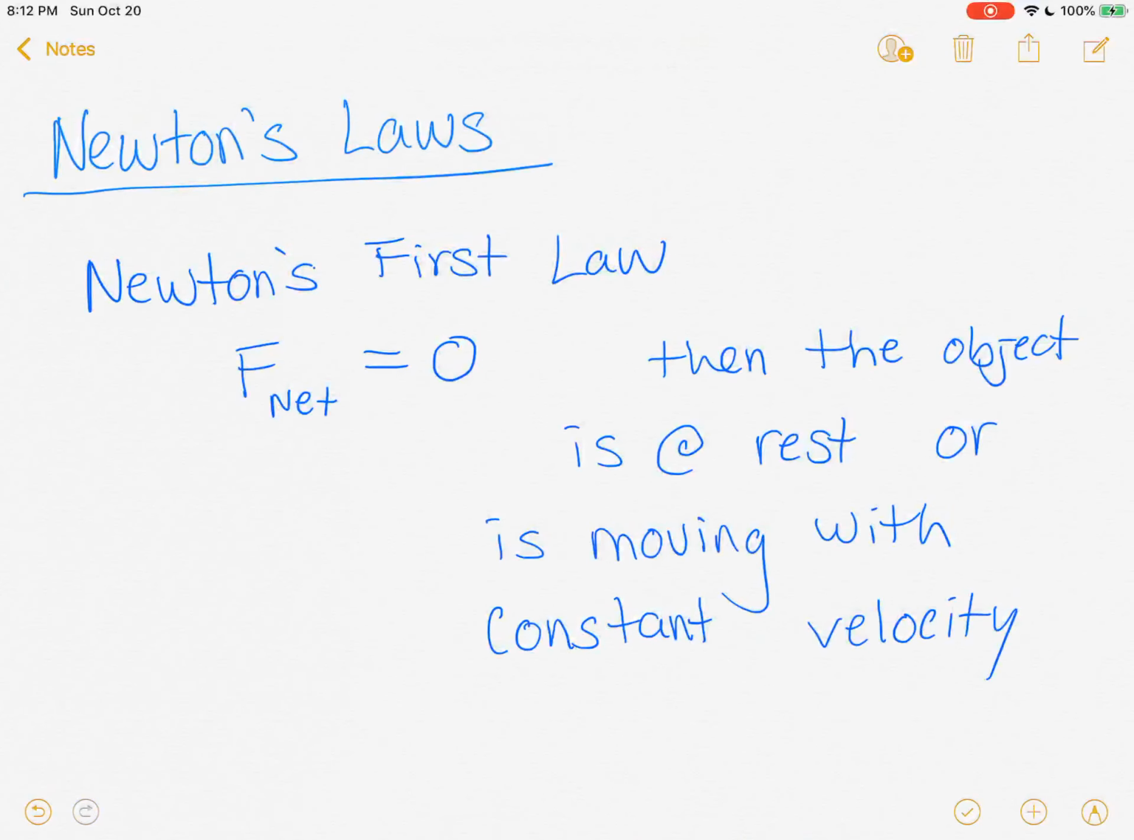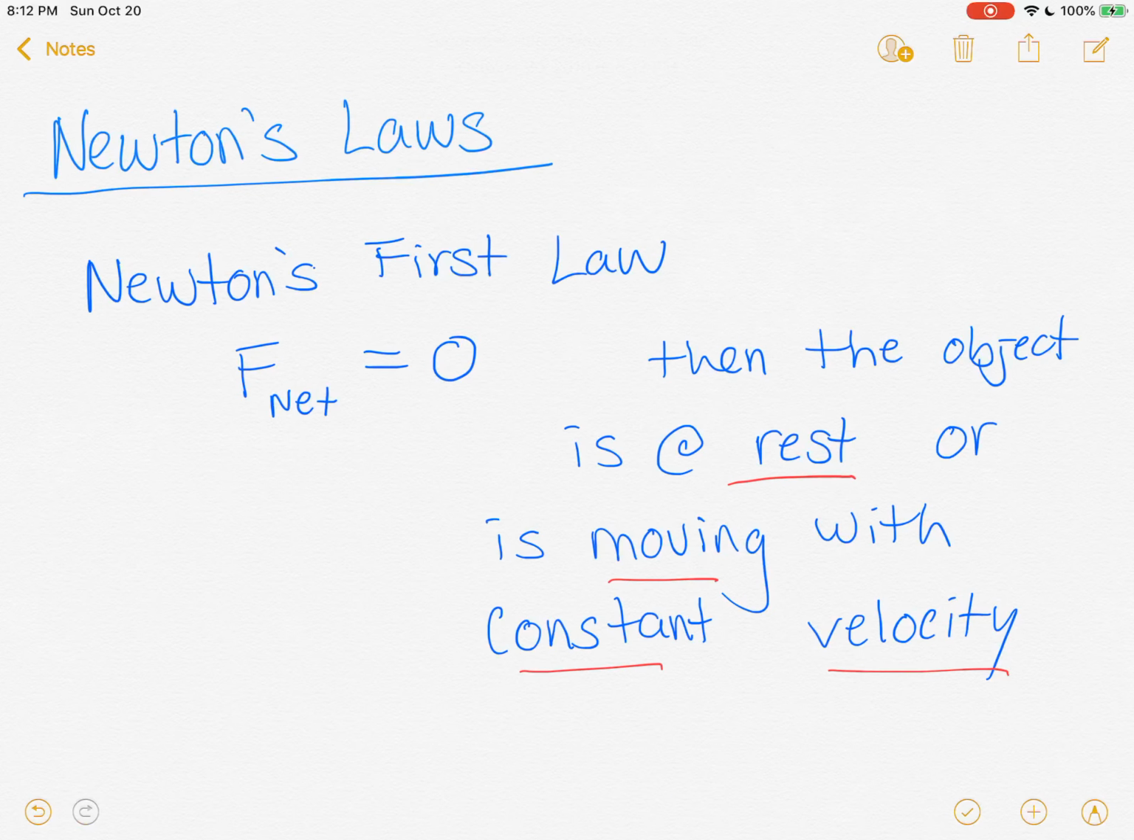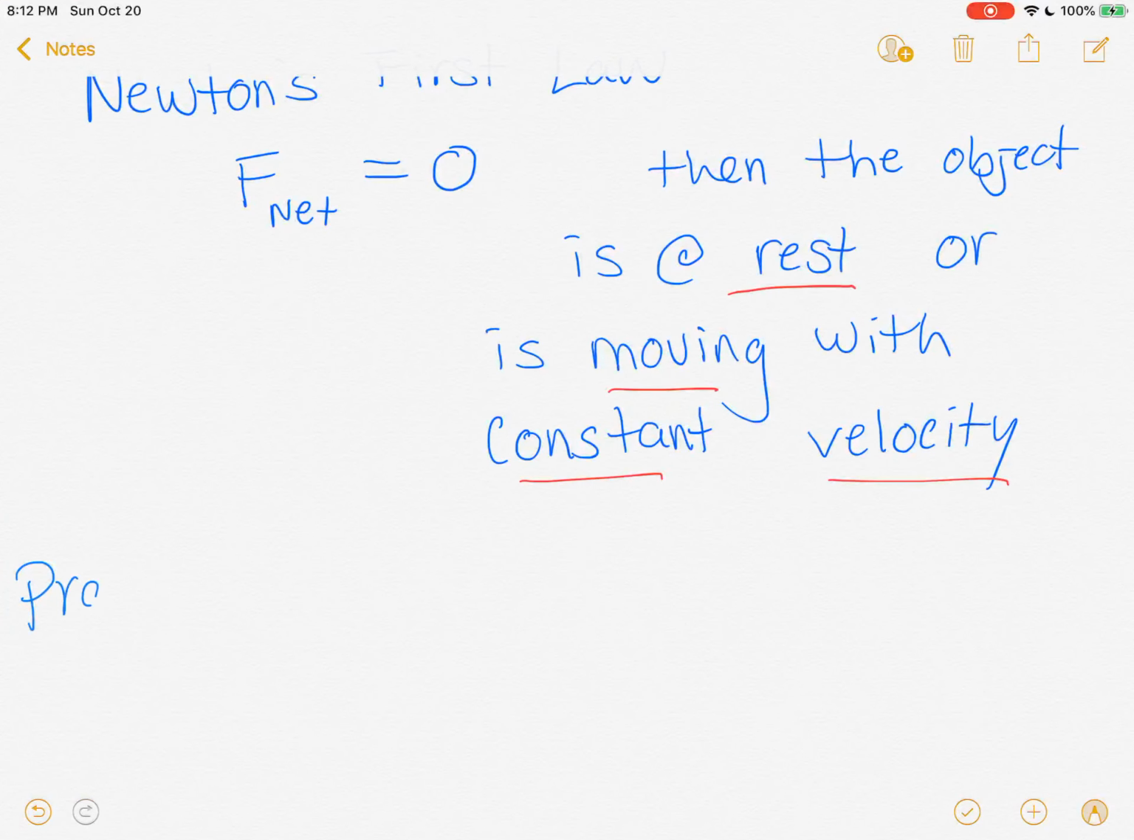So the two important parts of Newton's first law are that if the object is at rest, then the net forces acting on the object will all add up to equal zero. Or if the object is moving with constant velocity, then the net force of all of the forces acting on the object will also equal zero. Okay, so let's do a practice question with Newton's first law. This will be practice question number 1.